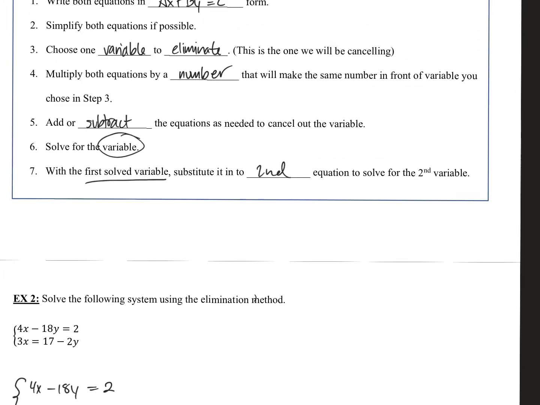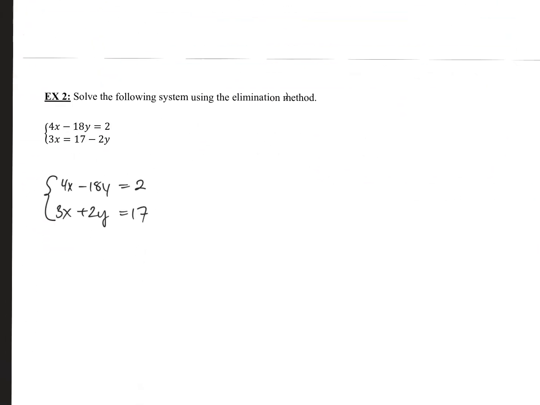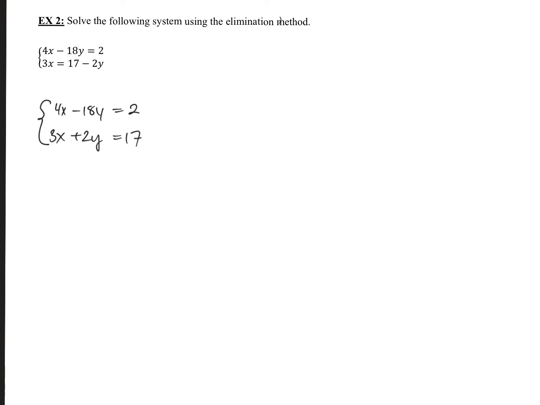The next step is to simplify both equations if possible. Well, when I look at the top one, I have a 4, an 18, and a 2. Those are all divisible by 2. So I'll go ahead, divide by 2. I get 2, 9, and 1. Let's go ahead and write that down, our new simplified version.